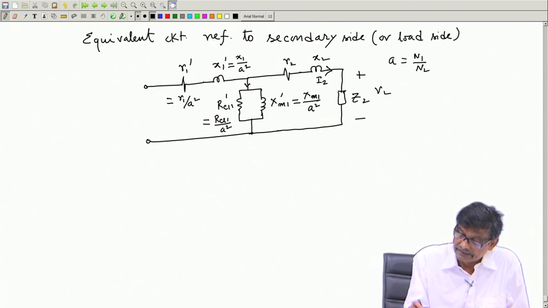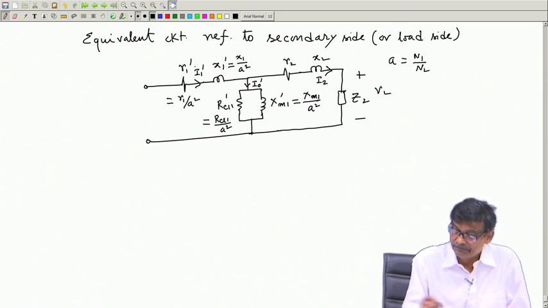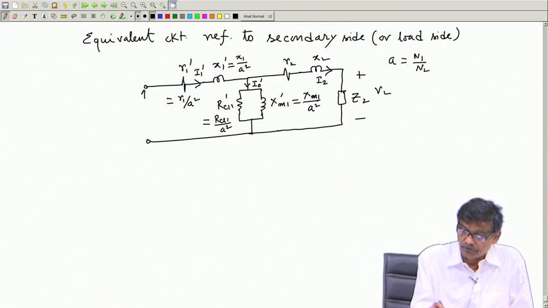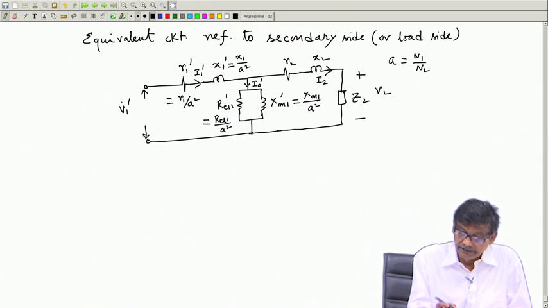What is this current? I 0 dashed. And what is this current? I 1 dashed, reflected here. And what is this voltage? Should I write it should be V 1 dashed, and what is this V 1 dashed? It will be actual V 1 by A.